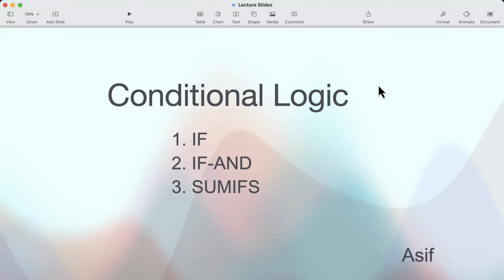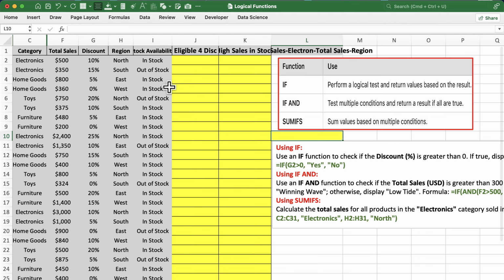In this video, I will explain conditional logic functions in Microsoft Excel. And these logical functions include IF, IFS, AND, and SUMIFS. I am using this data.